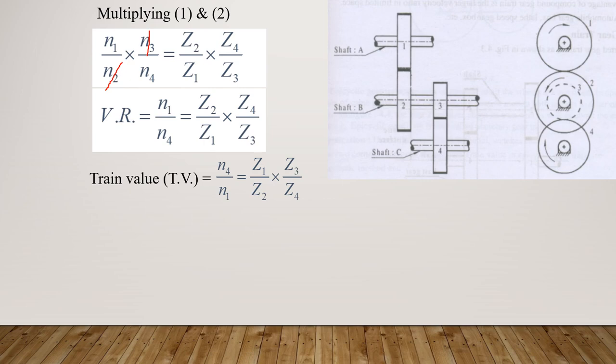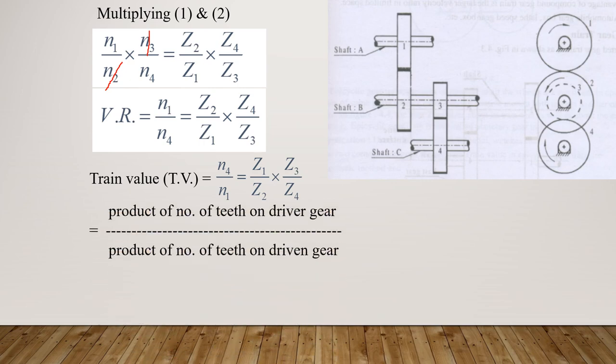So when you write the train value, it will be the reciprocal of the velocity ratio, that is N4 by N1 equal to Z1 Z3 by Z2 Z4, opposite of velocity ratio. So as already said, you can write this as the product of number of teeth in the driver gears and number of teeth in the driven gears. So for the train value, you can see here 1 and 3 are the driver gears and 2 and 4 are the driven gears. So this you can write in general. So this is about the velocity ratio and train value.